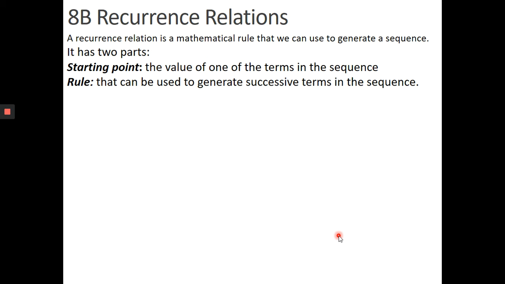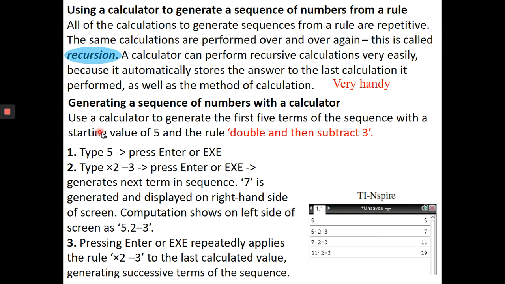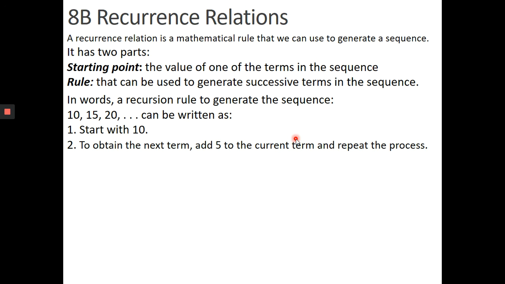So 8A, that was quick, wasn't it? Obviously there's some work for you to do there. A recurrence relation is a mathematical rule that we use to generate a sequence. There are 2 parts, a starting point and the rule. So if we go back to this one, the starting point was 5 and the rule is double, then subtract 3. We kind of know all this, it's just the way that we're going to write it.